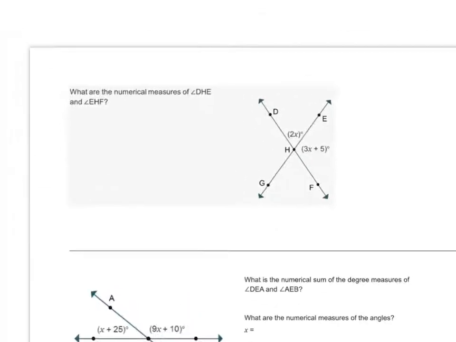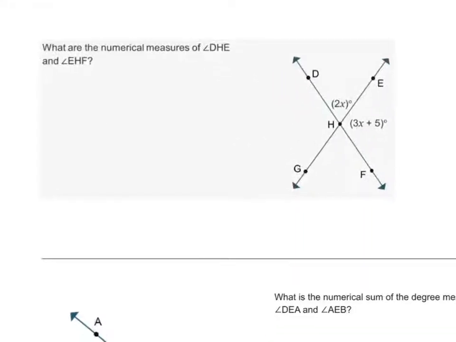On the next one it says, what are the numerical measures of angle DHE and EHF? So here's what we know. We have these expressions here. We don't have actual values. So what I have to do is figure out what x is. And if I figure out what x is, I can find what DHE is and what EHF is. So I want to find these angle measures.